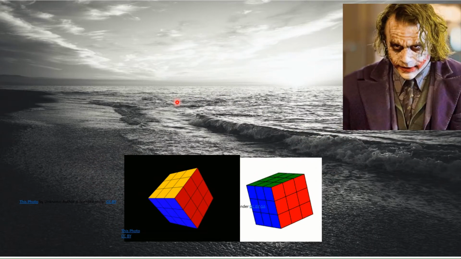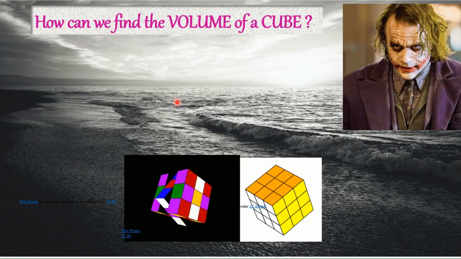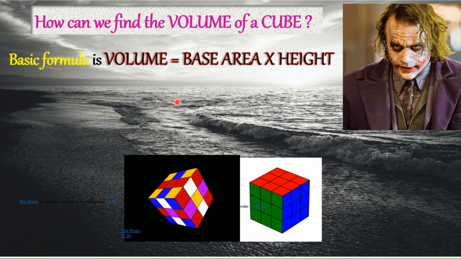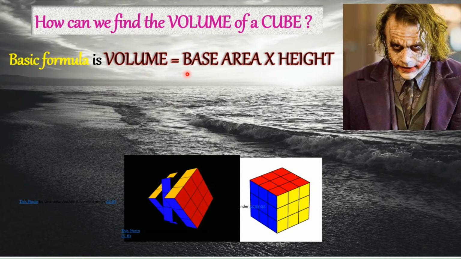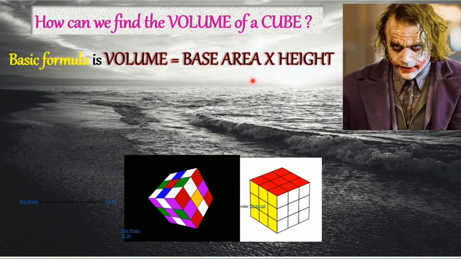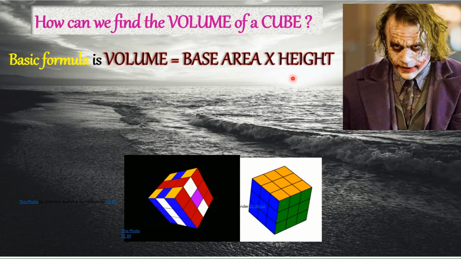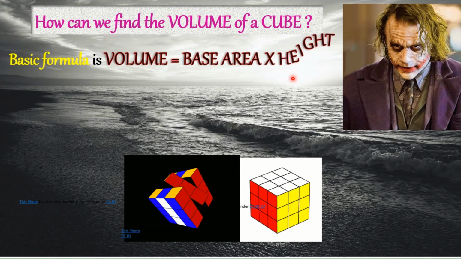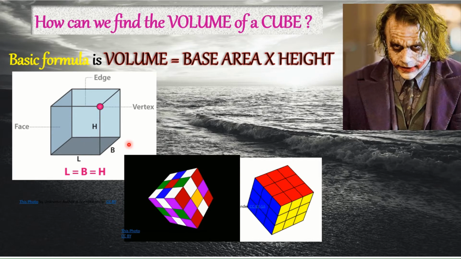So first take out the volume. You can see the cubes. How can we find the volume of a cube? This is the basic formula. If you have to calculate the volume of any shape, first take the base area and multiply it with the height. Whatever the shape of the base is, just multiply it with the height and you will get the volume. So, for the cube, it is the length, breadth, and height.